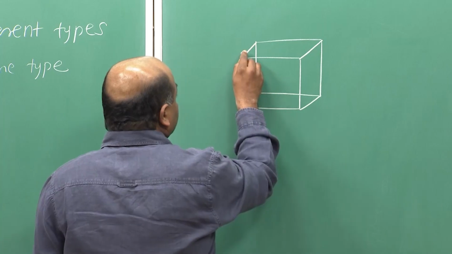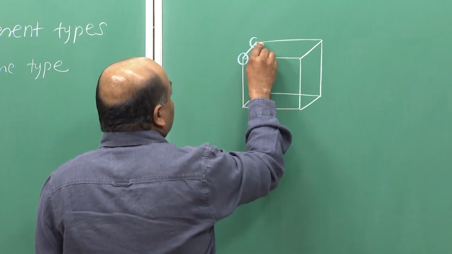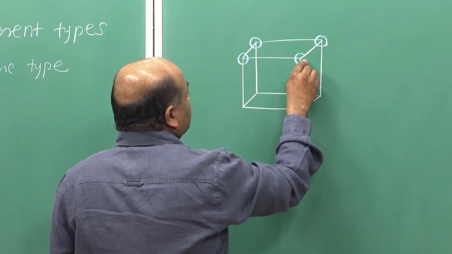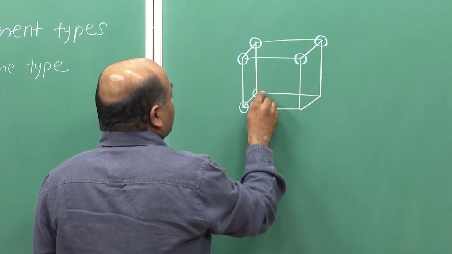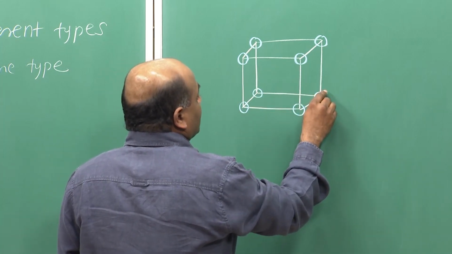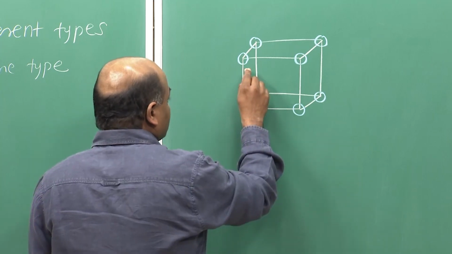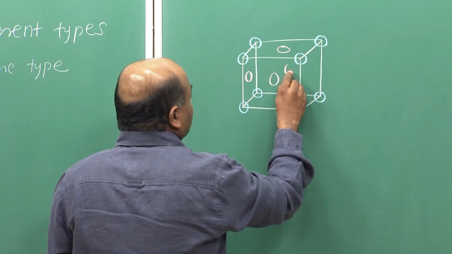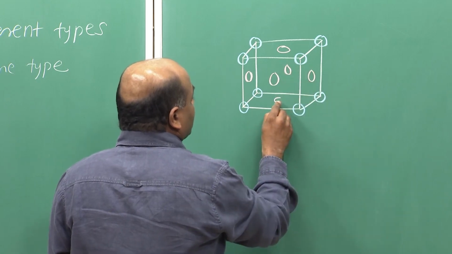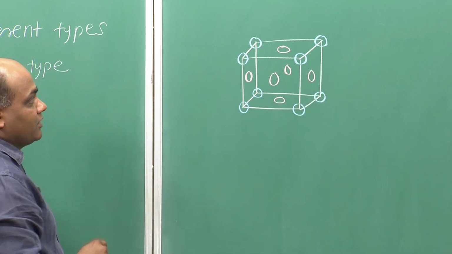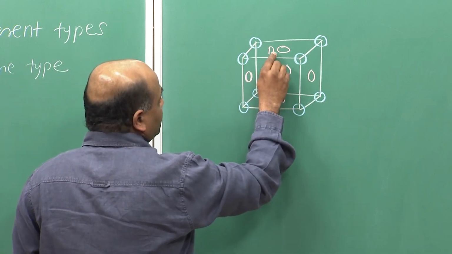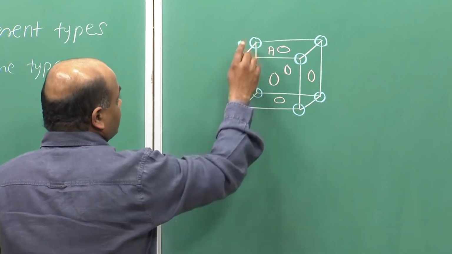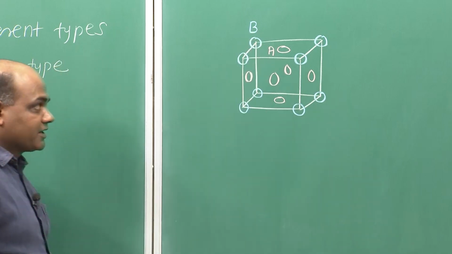So, all B atoms are the corners, all A atoms the face centers. So, this is A type of atom, and the blue circles are B atoms.